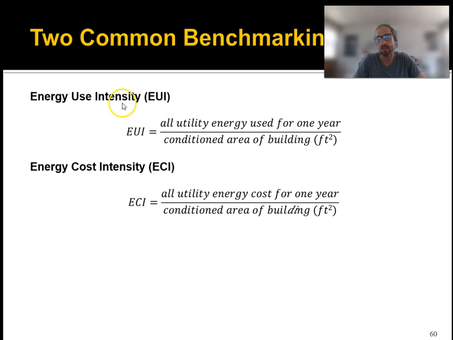EUI, or energy use intensity, also called energy use index, is the total energy use over the course of 1 year divided by the conditioned area of the building in square feet. Energy cost intensity is all of the energy utility costs throughout 1 year, divided by the conditioned area of the building. These are pretty straightforward, and I'll go over an example in a minute. But as long as you have the energy use and energy cost for 1 year, and you have the square footage, you can calculate EUI and ECI.